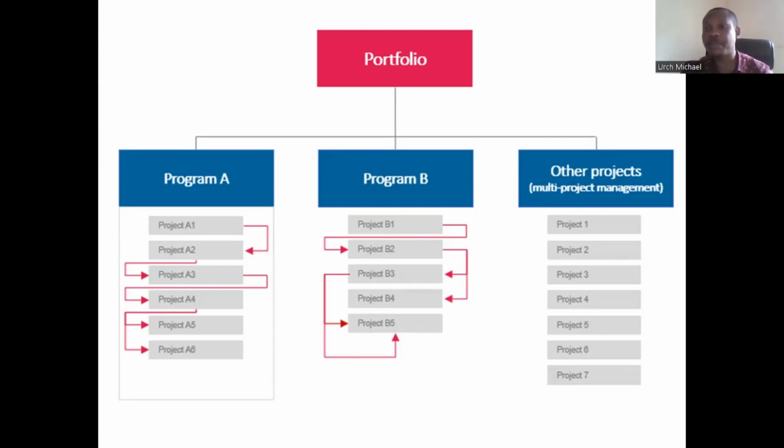So we have programs. A program is a combination of projects. And you can see that under program A, you can see project A1, A2, A3, A4, A5, different projects under the same program A. In program B, you can see B1, B2, B3, B4, B5 under the same program B. In other projects, you can see project 1, 2, 3, 4, 5, 6, 7. So it's just a clear example of OPM, Organizational Project Management.